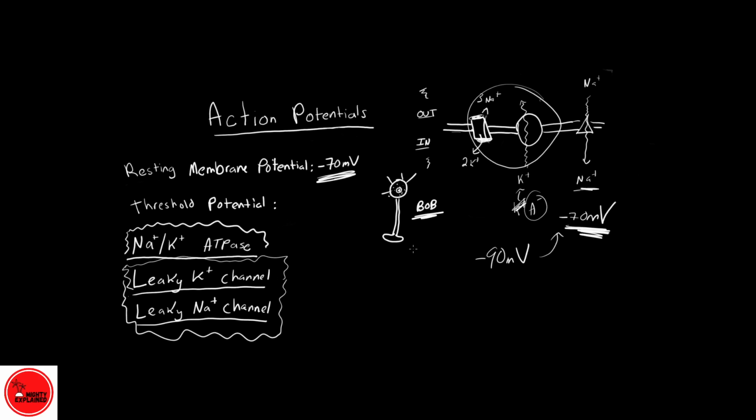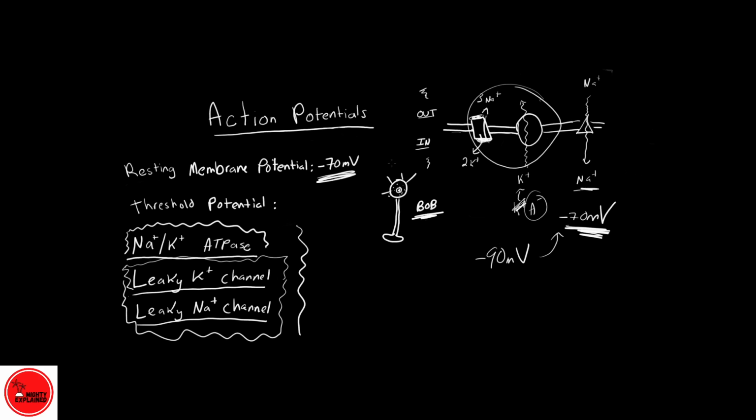Okay, finally. Negative 70 millivolts through these three channels right here, these three bad boys. These three homies, they're helping us out. They're getting us to negative 70, and that's why we're chilling there and at equilibrium, because of those three channels. All right, cool. Now Bob is resting at negative 70.